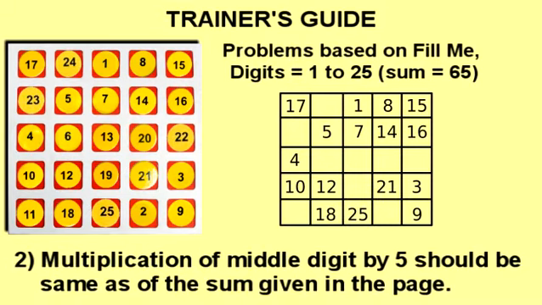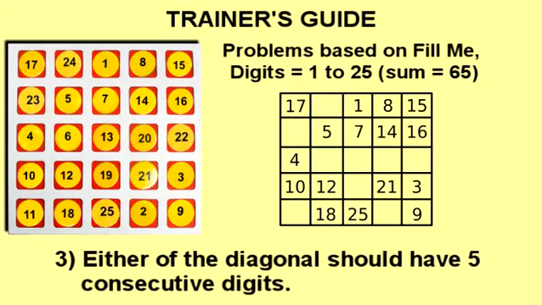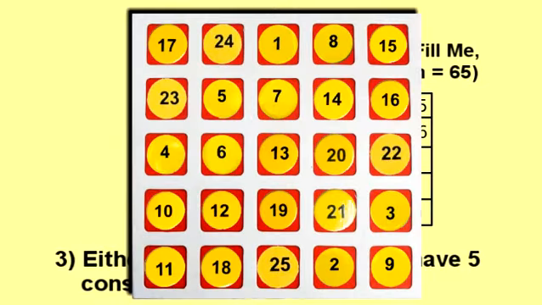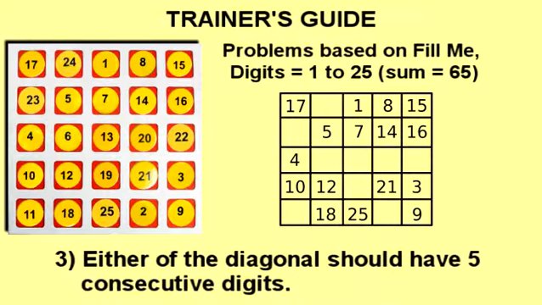Now we have to move to our third condition. Our third condition is either of the diagonal should have 5 consecutive digits. Back to filmy grid. The condition says either of the diagonal should have 5 consecutive digits. And here you can see we have 11, 12, 13, 14 and 15. They are 5 consecutive digits which are placed diagonally right. So our third condition is also satisfied.